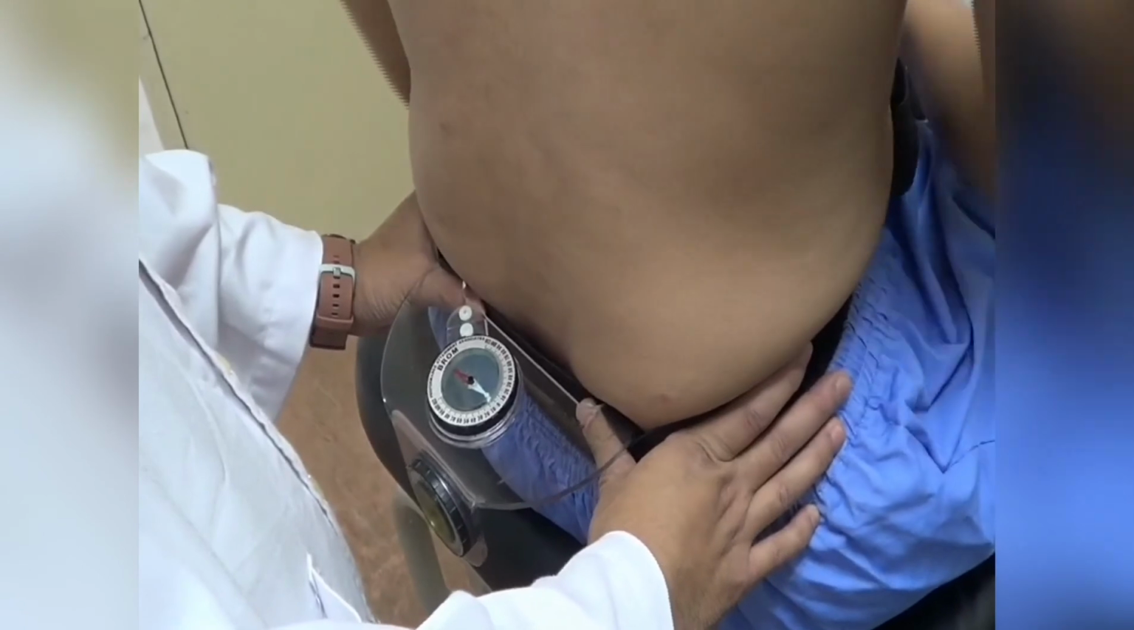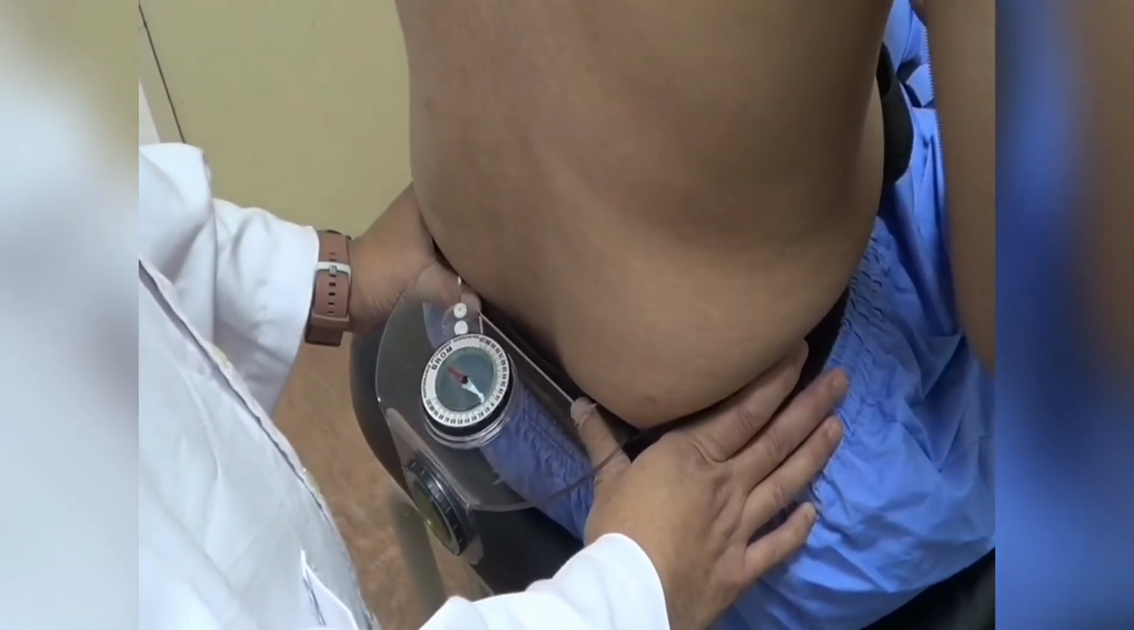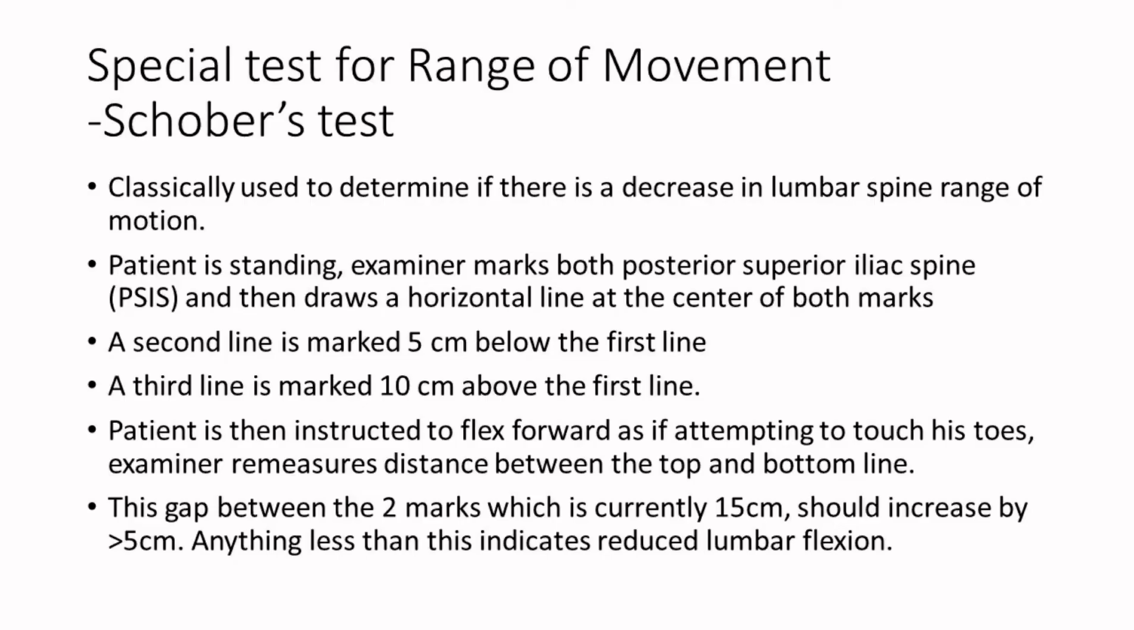Record the reading. Typical value is 10 degrees. Schober's test. Classically used to determine if there is a decrease in lumbar spine range of motion.